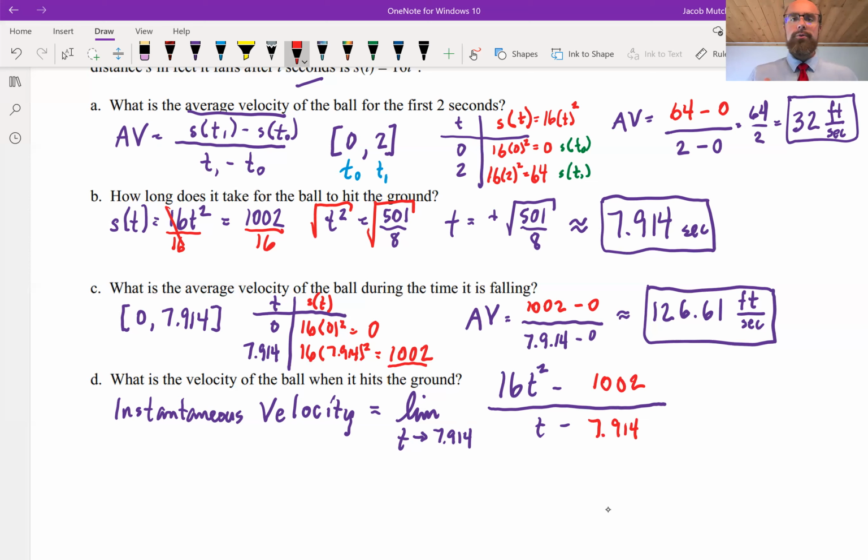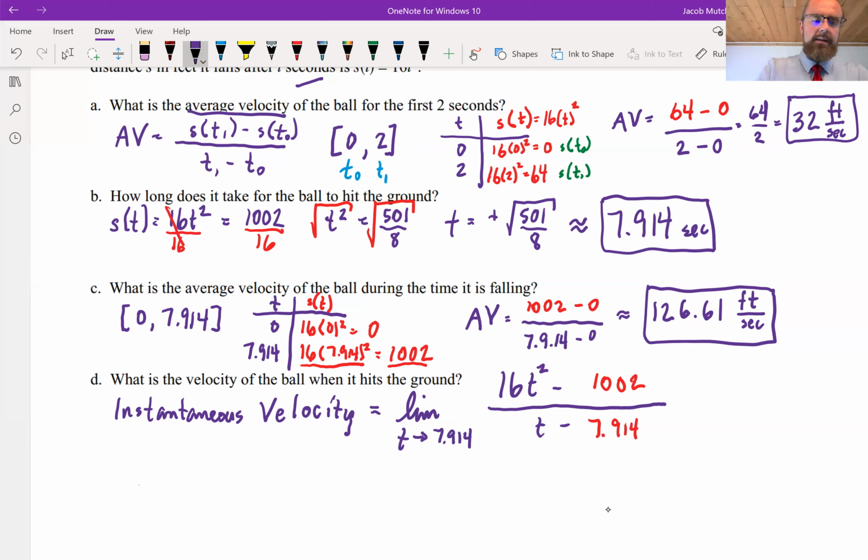Now we want to use our algebraic strategies to simplify this limit. If I were just plugging stuff in, I would see the indeterminate form 0/0, so direct substitution won't work initially. One thing I do need to notice, though, is that 1002, if I back up in my table here in part C, I could write as 16 times 7.914 squared. So let's make that switch.